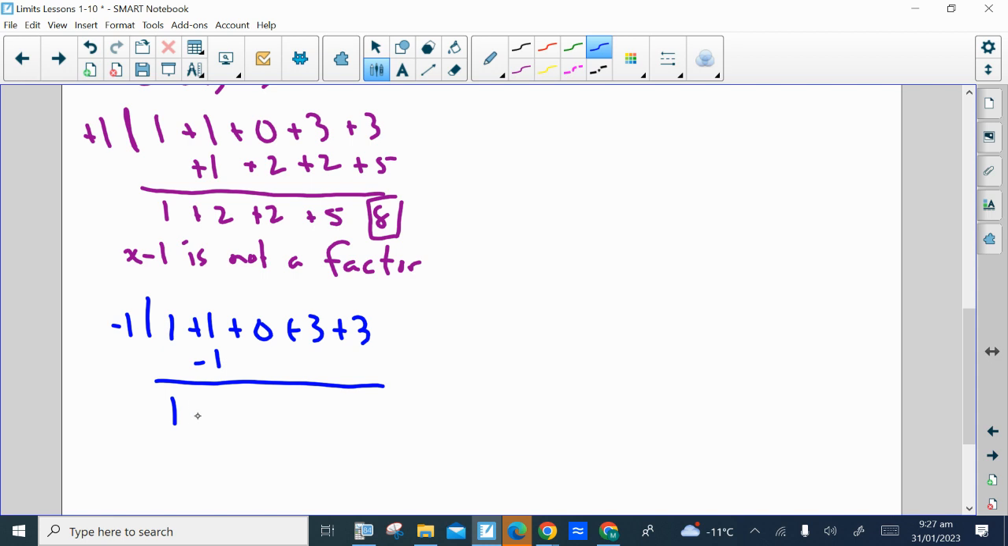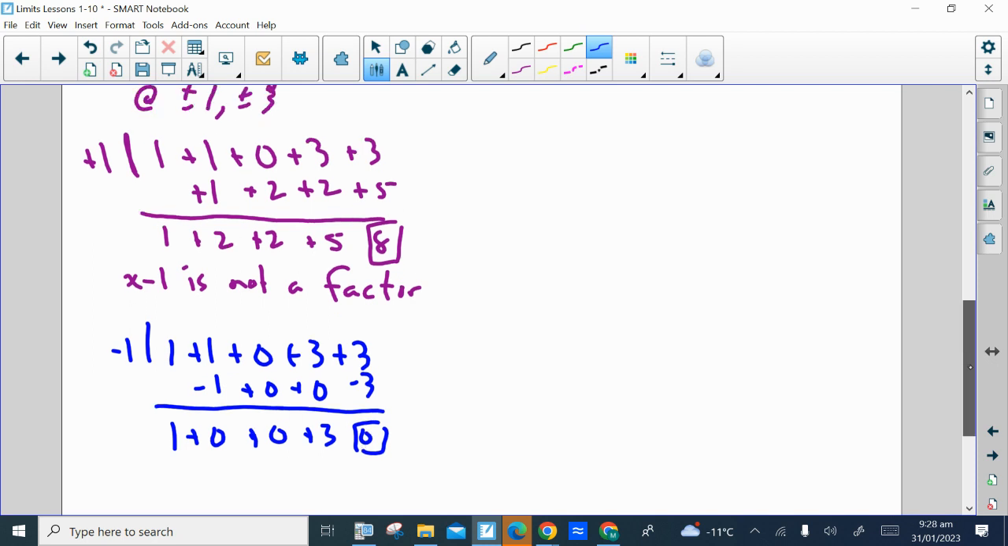So we add and get a remainder of 0. 0 times negative 1 is 0. Add, get a remainder of 0. 0 times negative 1 is 0. Add and get a remainder of 3. 3 times negative 1 is negative 3. We get a remainder of 0. So x plus 1 is a factor.